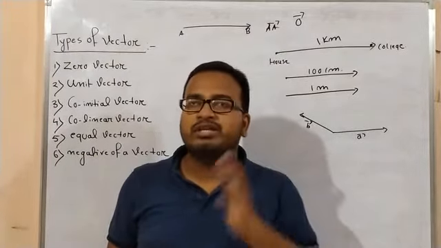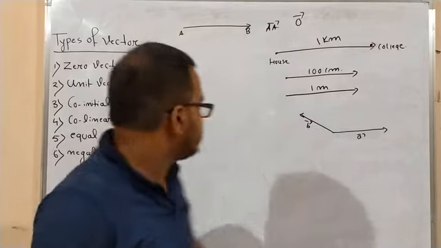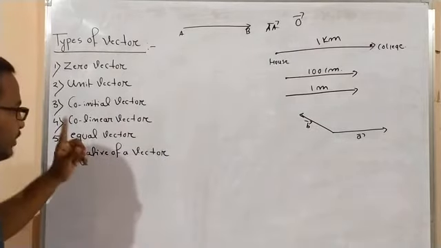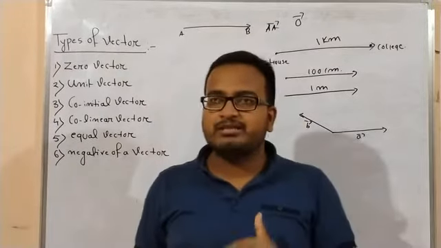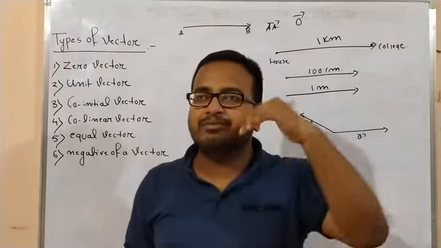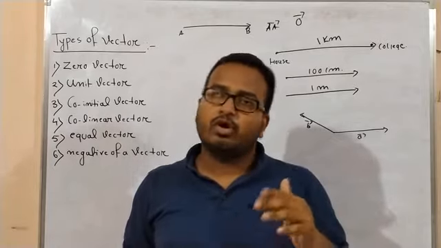Okay, then collinear vectors. What do you mean by collinear vectors? Collinear means they must have the same direction or opposite direction.